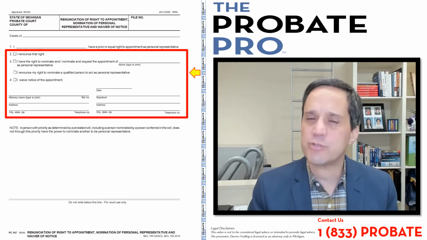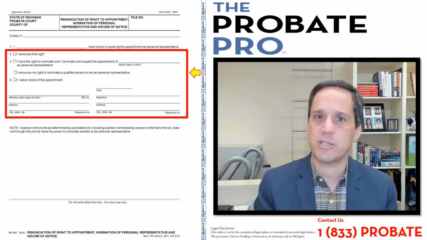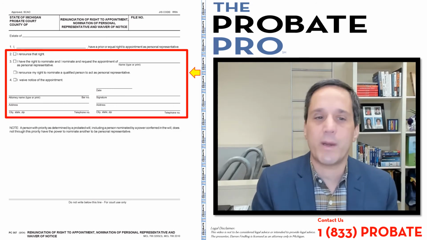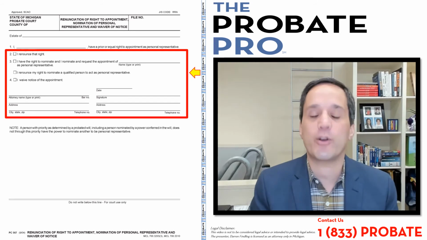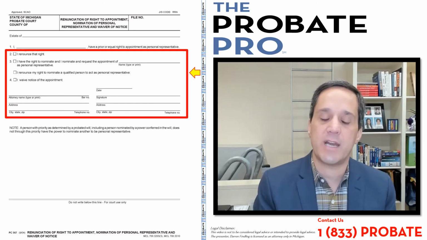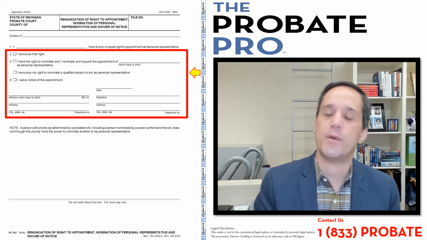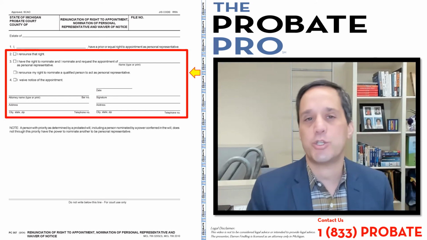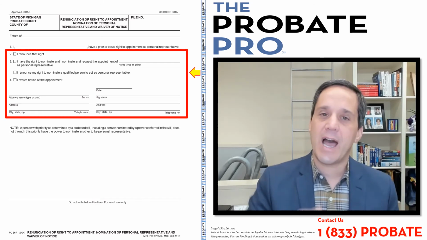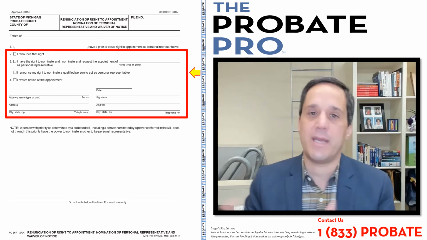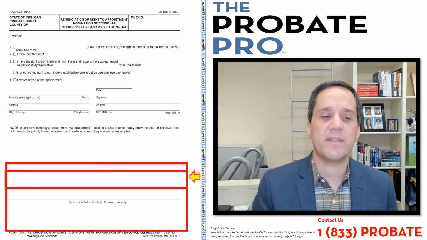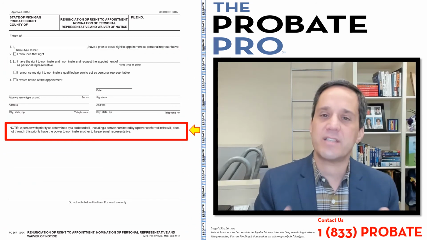This form, pretty straightforward on how to fill it out, but it's confusing because the term renunciation is not a term that most people really understand what it means. So when they get it, they look at it very confused. But it is a renunciation of the right to serve as personal representative. It also allows for the waiver of notice and the appointment or nomination if you have that right to do so. And only under certain circumstances can a high priority personal representative nominate another person to serve and act in that place.